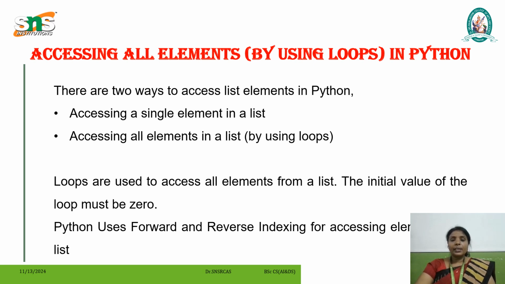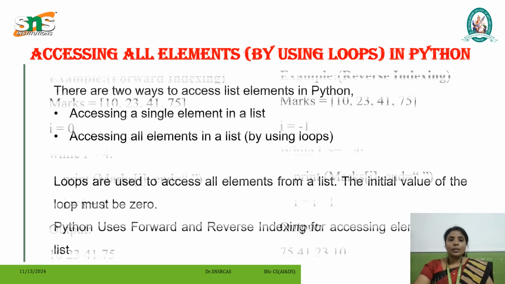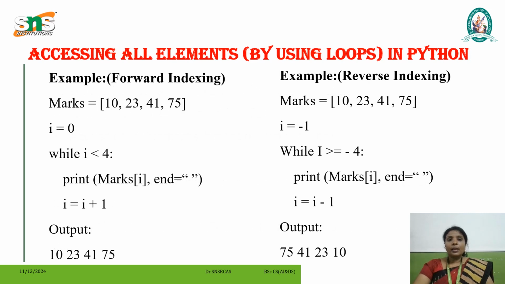Here we already talked about positive indexing and negative indexing. Negative indexing represents the reverse order of the elements. Python lists can be indexed in opposite order. Python sets -1 as the index value for the last element in the list and -2 for the preceding element, and so on. This is called reverse indexing. Accessing all elements, here we see one example. The first example is forward indexing. Another example is reverse indexing.